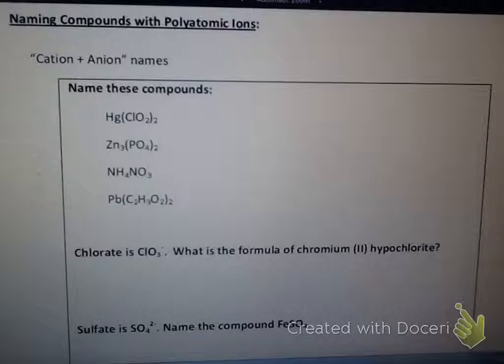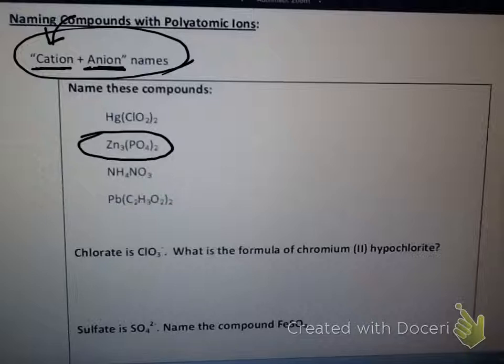So how do we name ionic compounds that contain polyatomic ions? Well, basically the same way we named ionic compounds. So when you have an ionic compound, remember you're always going to name the cation and then the anion. If the cation is a metal that can have more than one oxidation state, remember that we're going to use the stock system or the classical naming system to indicate which oxidation state we have here. So let's look at some examples.